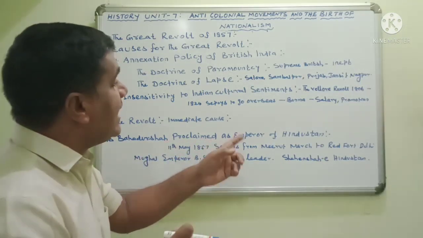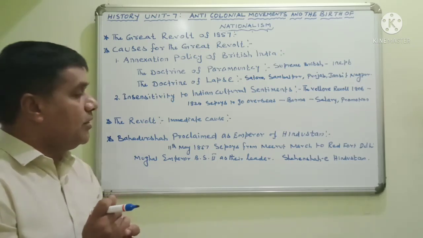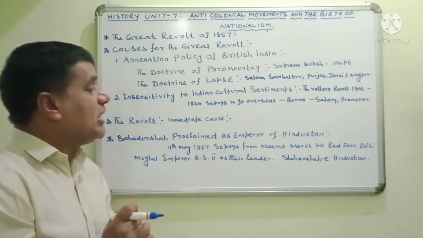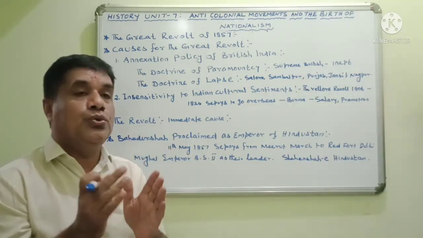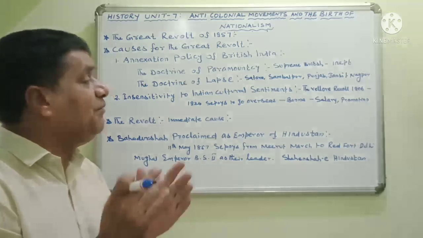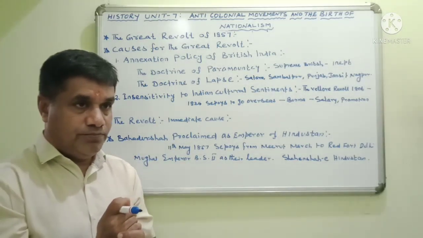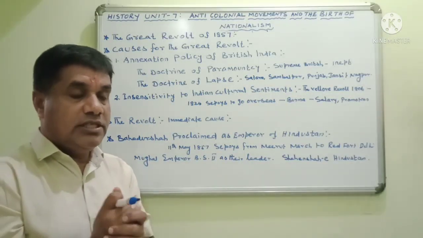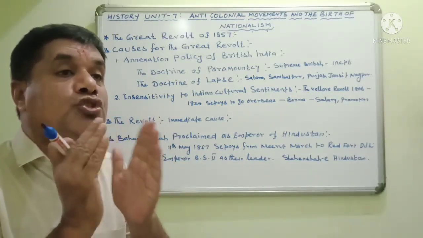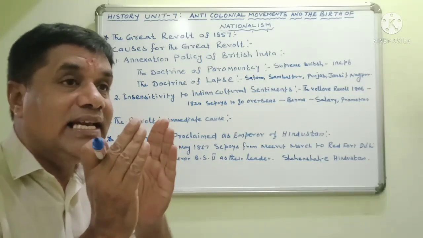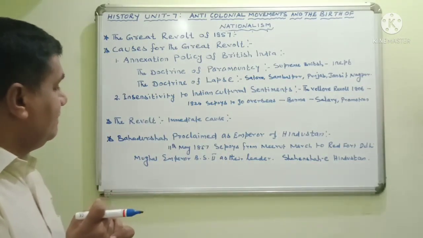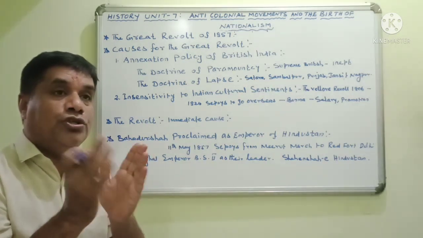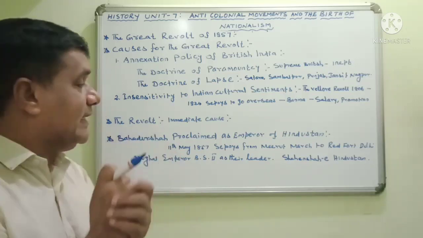Bahadur Shah was proclaimed Emperor of Hindustan on 11th May 1857. Sepoys from Meerut marched to Delhi, the Red Fort. The sepoys proclaimed that Bahadur Shah II was the Mughal emperor and their leader. They chose Bahadur Shah II, the Mughal emperor, as the leader.